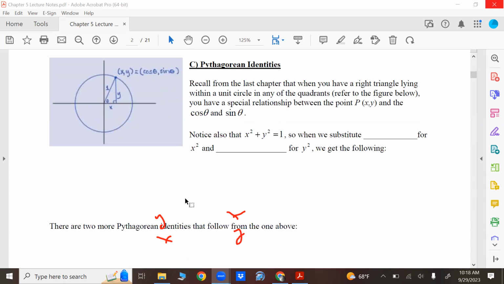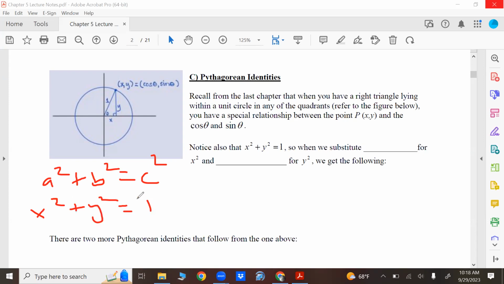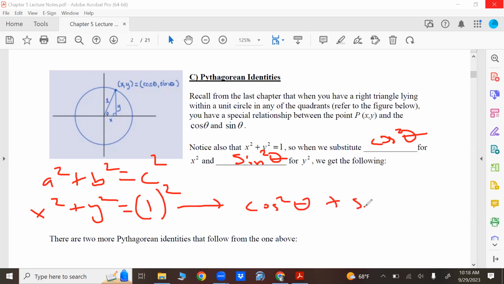Let's just move on to Pythagorean trig identities. So Pythagorean trig identities, you know, a squared plus b squared equals c squared. That's the Pythagorean theorem. You know that, right? Or in our case, x squared plus y squared equals 1 squared, right? So what does x represent? Cosine. What does y represent? Sine. So if we substitute cosine squared theta for x squared and sine squared theta for y squared, then what do we get? We get cosine squared theta plus sine squared theta equals 1.